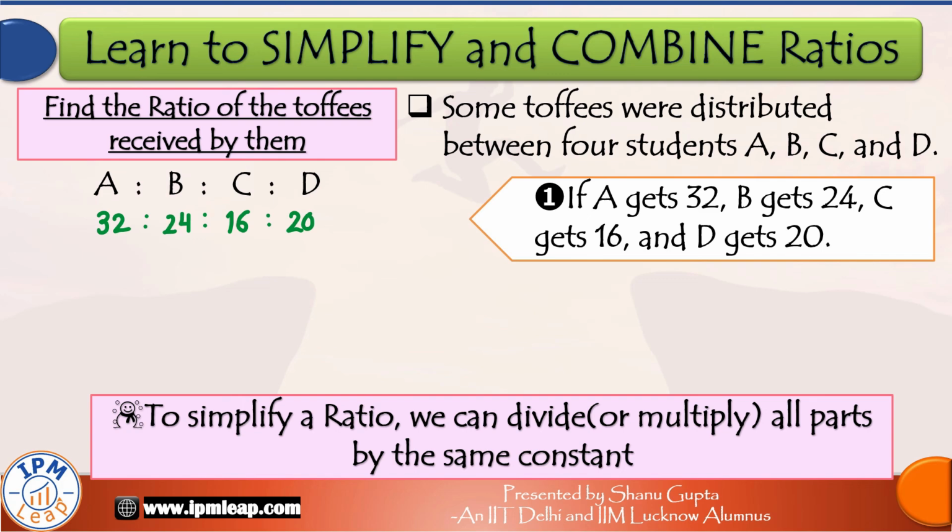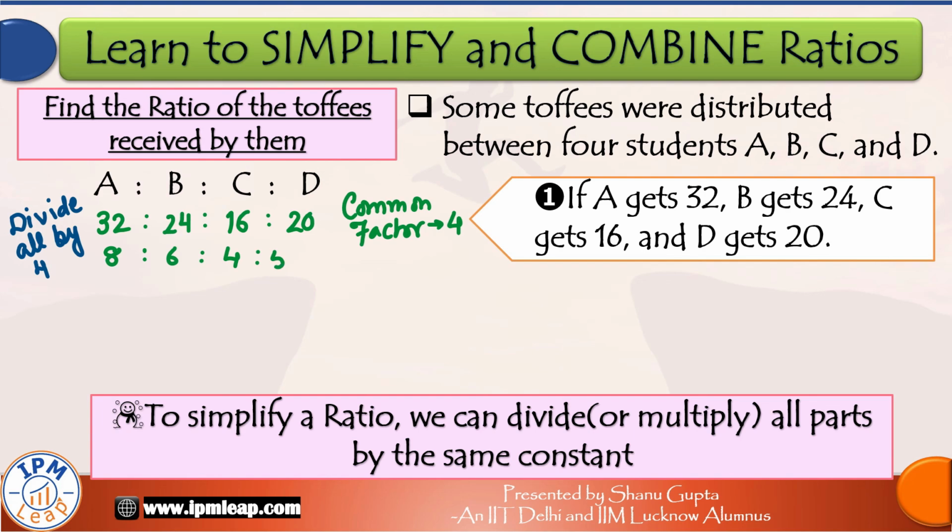So to simplify this ratio, let us look at the common factor of these 4 quantities. I can see that one of the common factors is the number 4. So let us divide all 4 of them by the number 4. 32 divided by 4 is 8. 24 divided by 4 is 6. 16 divided by 4 is 4. And 20 divided by 4 is 5. Now we can see that there is no single number which is common to all 4 of these. So we have obtained our ratio in the simplest form.